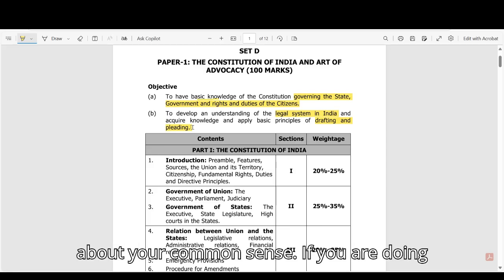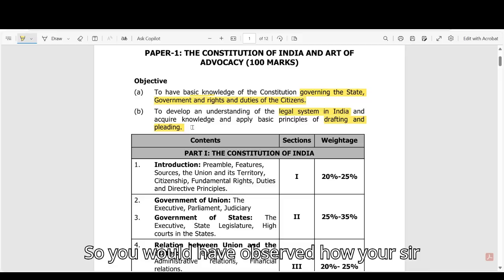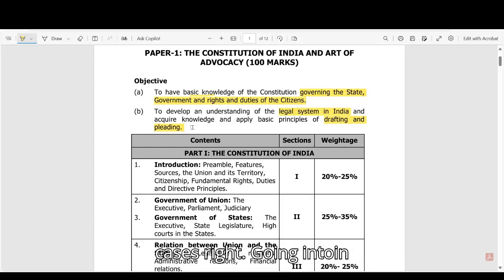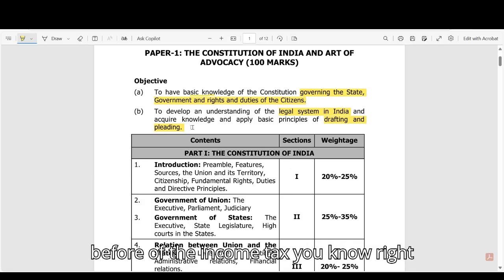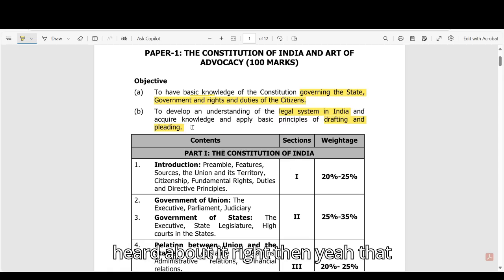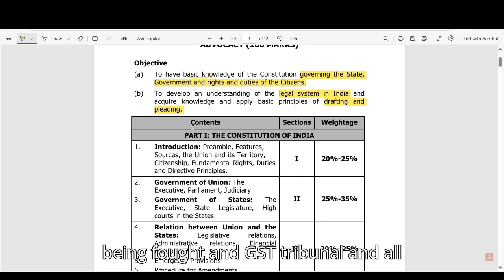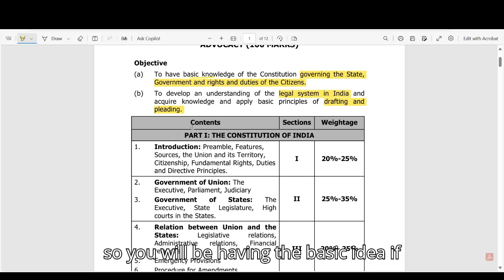And obviously this is all about your common sense. If you are doing articleship, this is so easy, total common sense, right? So you would have observed how your sir goes for representing in the cases, right? Going before the income tax authorities, for appeal and assessment, if you have heard about it, right? Then that is the thing in tribunals, how the cases are fought, and the GST tribunal and all. So you would have the basic idea.